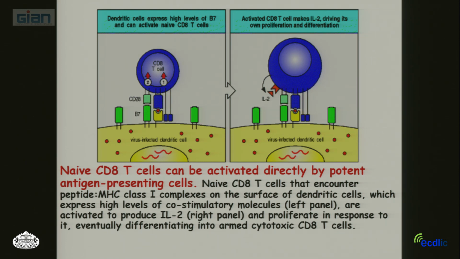Naive CD8 positive T cells can be activated directly by potent antigen presenting cells, and here are your virally infected cells. Virally infected dendritic cells, not any cells, and in that context, these CD8 positive T cells are recognizing the antigen in the MHC class 1 context. Your co-stimulatory molecules are there. These CD8 positive T cells will start producing IL-2, proliferate and create more CD8 positive T cells, differentiate, and go and kill the virally infected cells which have the particular antigen being presented through these virally infected dendritic cells.